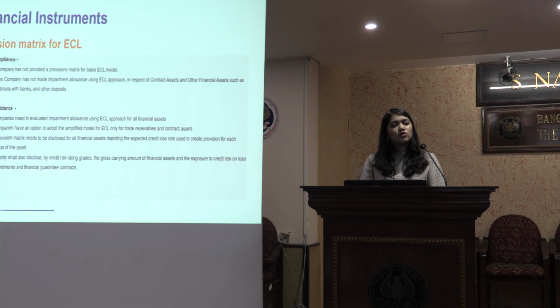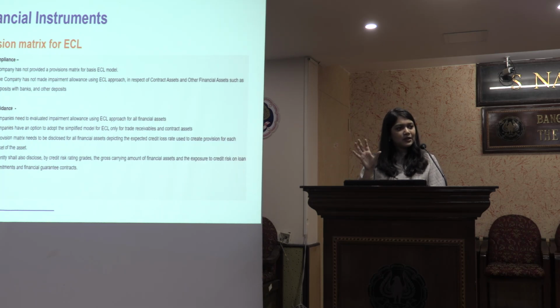Second is how the disclosures should come. Now, the standard gives a lot of disclosures regarding ECL. There is a very long para 35 on ECL disclosures. But a few things that we should keep in mind: first of all, the entity has to disclose for every financial asset the gross carrying amount of that asset, the ECL created, and the net carrying amount.